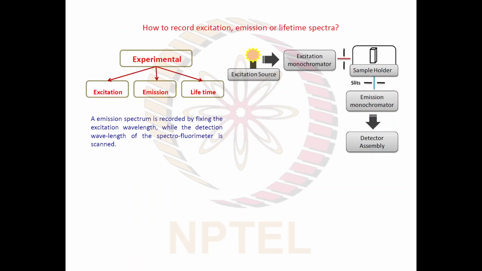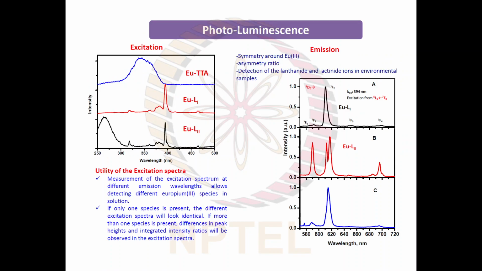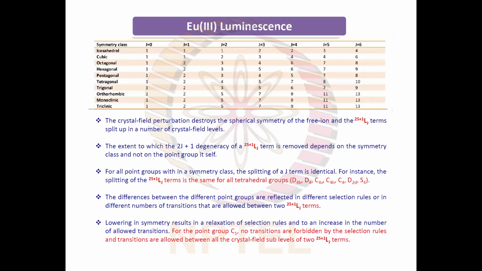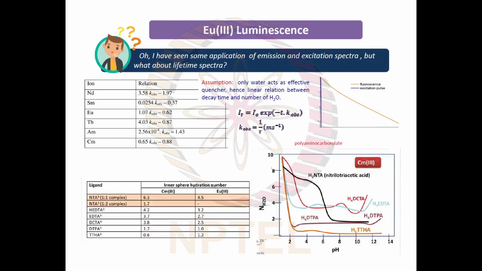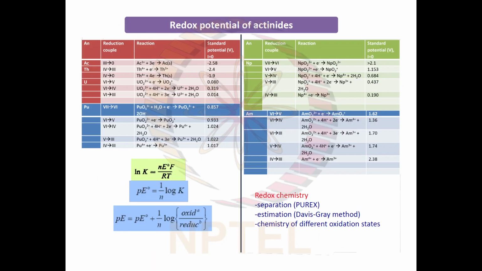Okay, how to record excitation, emission or lifetime spectra? The setup has an excitation source, excitation monochromator, sample holder, emission monochromator, and detector assembly. An emission spectrum is recorded by fixing the excitation wavelength while the detection wavelength of the spectrophotometer is scanned, and photoluminescence is recorded. All this about Eu3+.